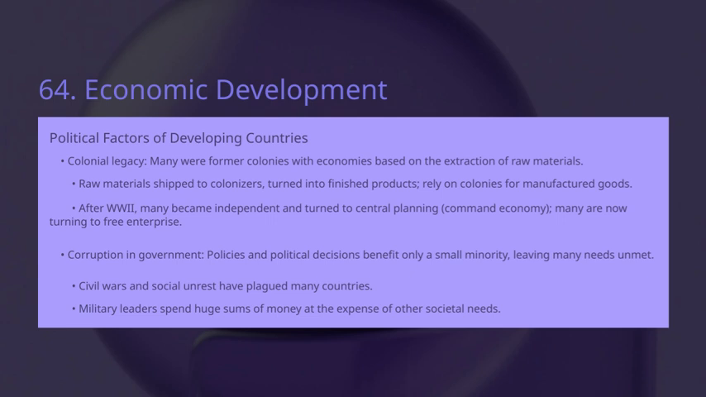Finally, the colonial legacy left many of these countries with economies heavily based on extracting raw materials. This focus on resource extraction often prevents the development of more complex industries and makes these economies vulnerable to fluctuations in global commodity prices. All these factors together highlight how political and historical issues deeply influence economic development in these nations.